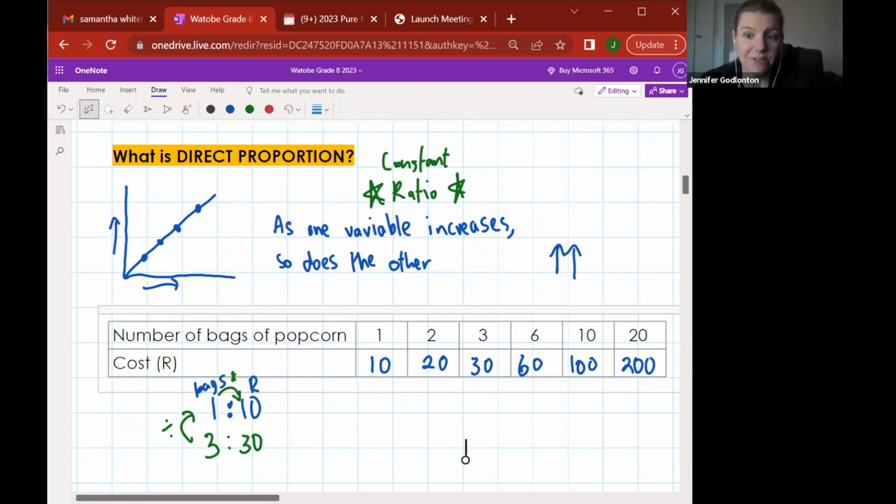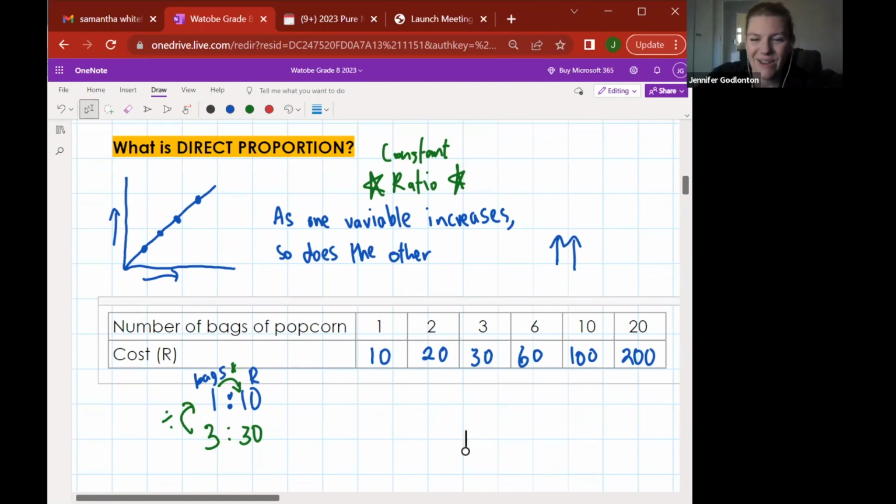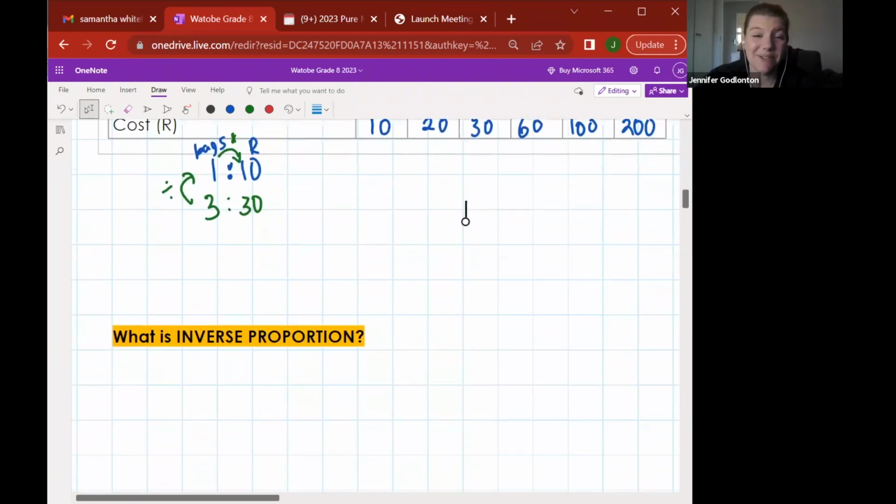No, in this case, simplification isn't needed. Simplification would only be needed if sometimes they ask you for a simplified ratio, and sometimes in fractions we have to do a simplified ratio, but with this, no. Okay. All right, so that is looking at direct proportion.